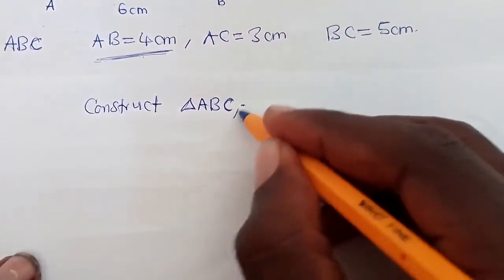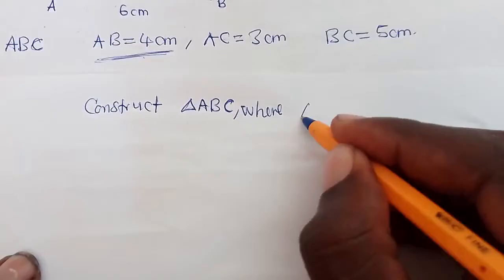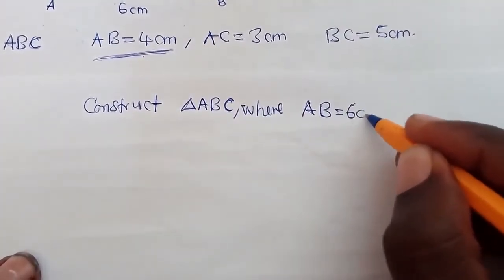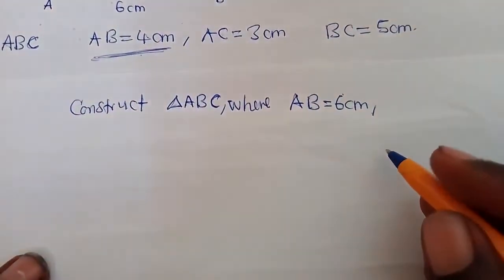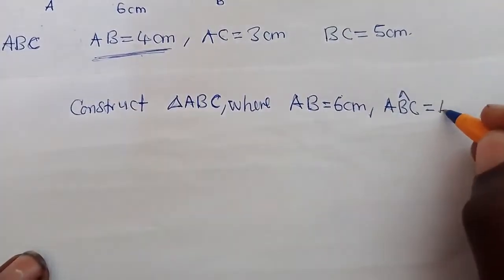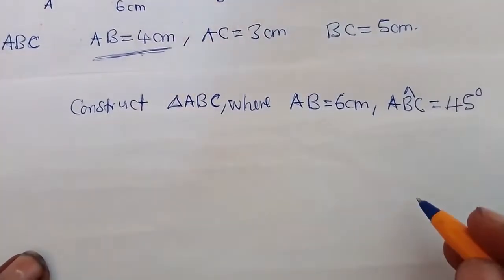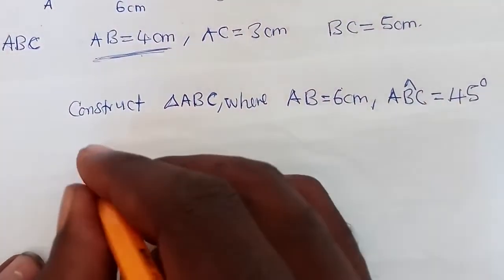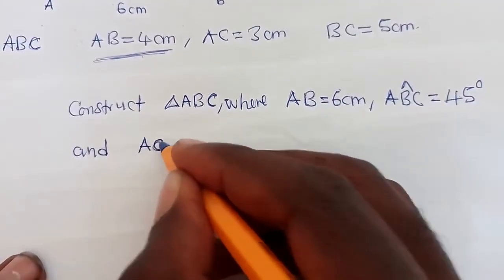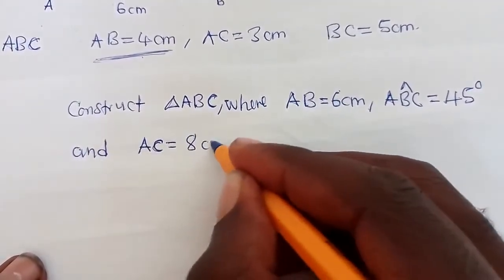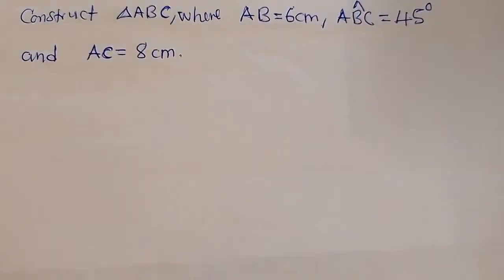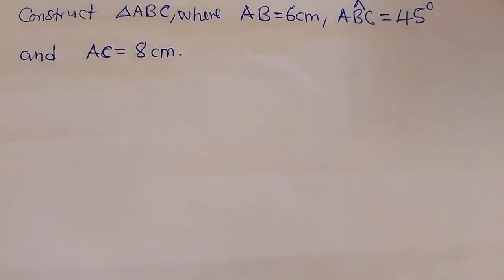AB is equal to, let me say, 6 centimeters. Then they'll say angle ABC is equal to 45 degrees. Have you seen 45 degrees? And they will say AC is equal to 8 centimeters. This is how the question is. You are told to construct that. So how can you construct this triangle?